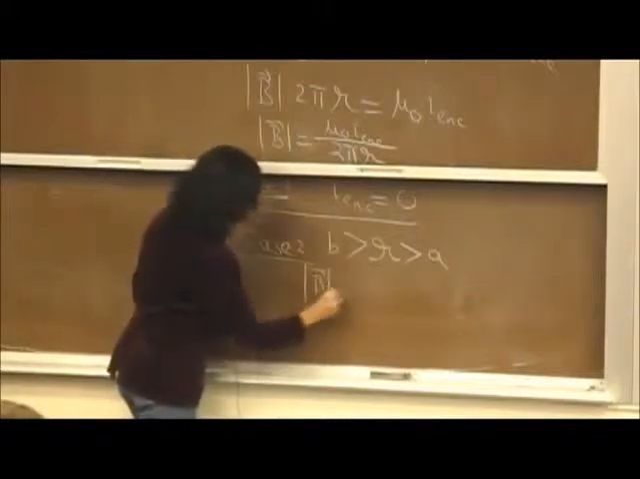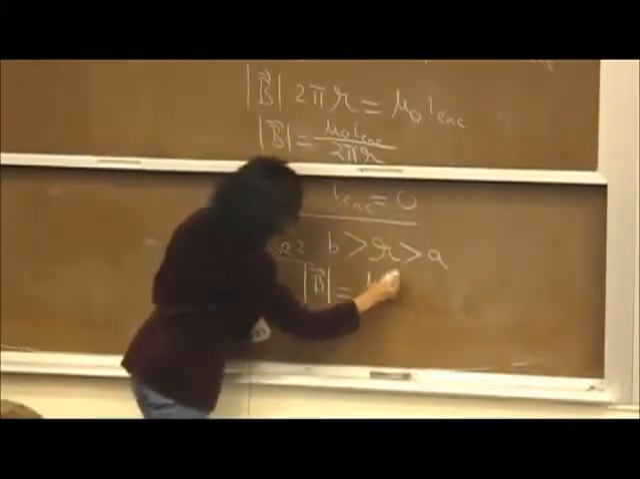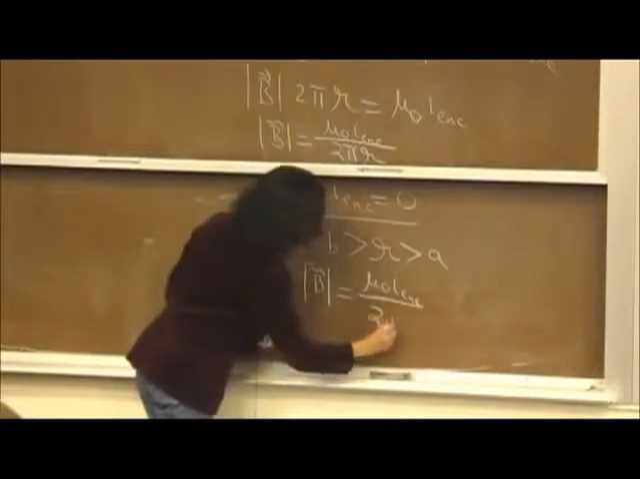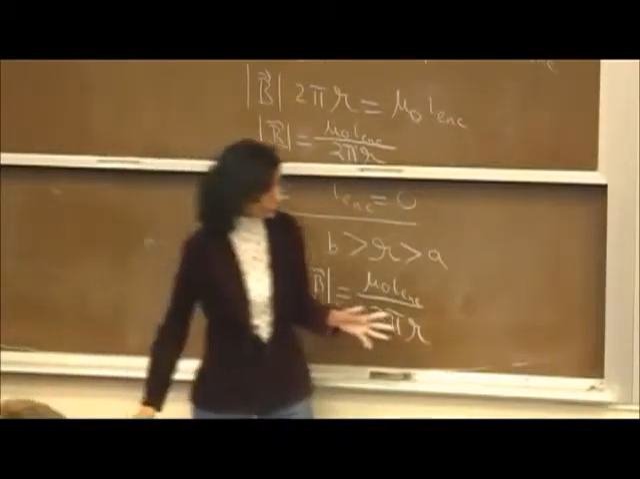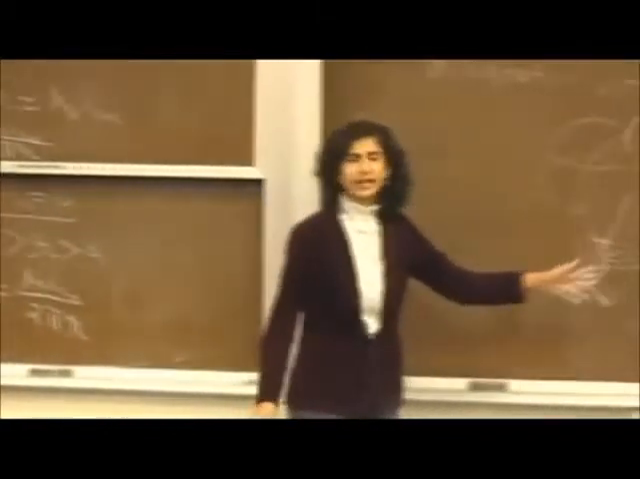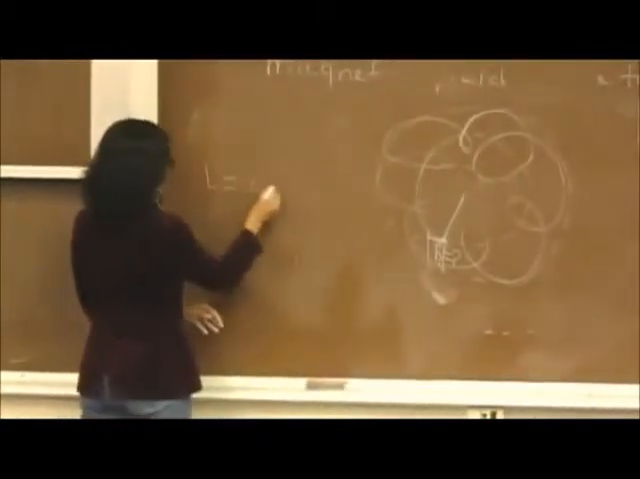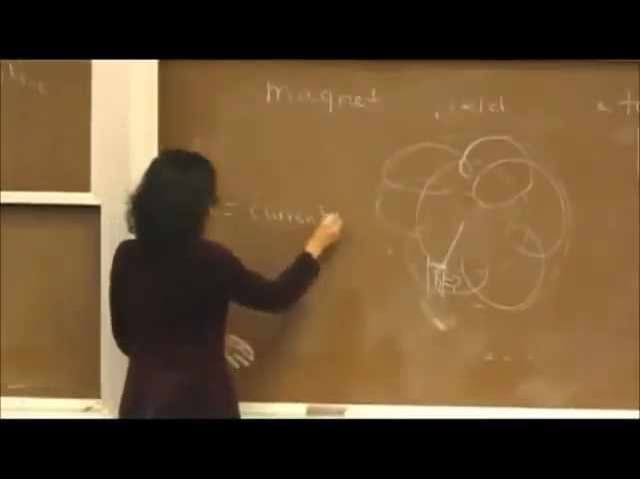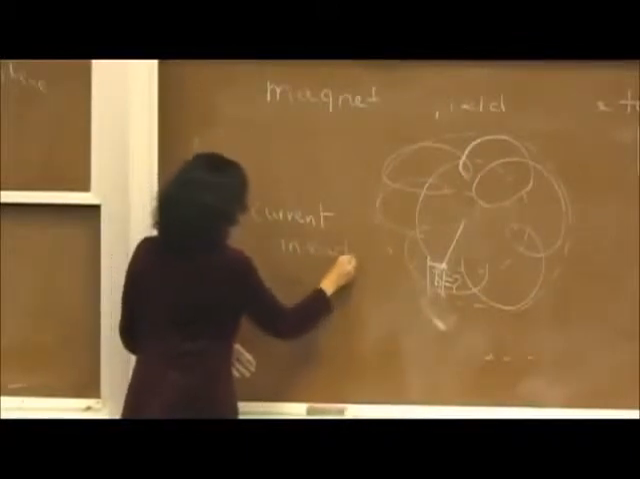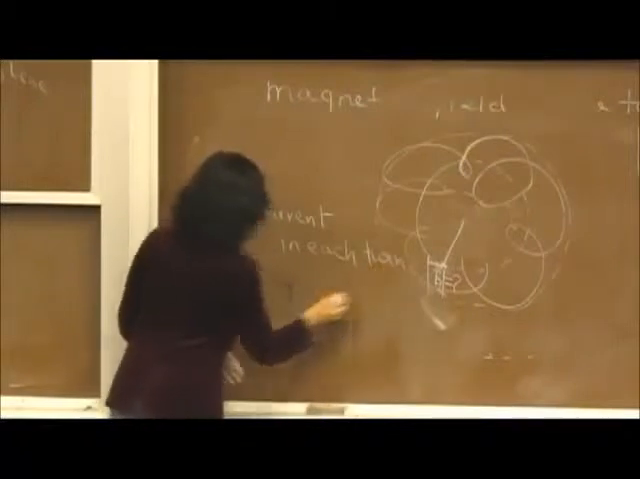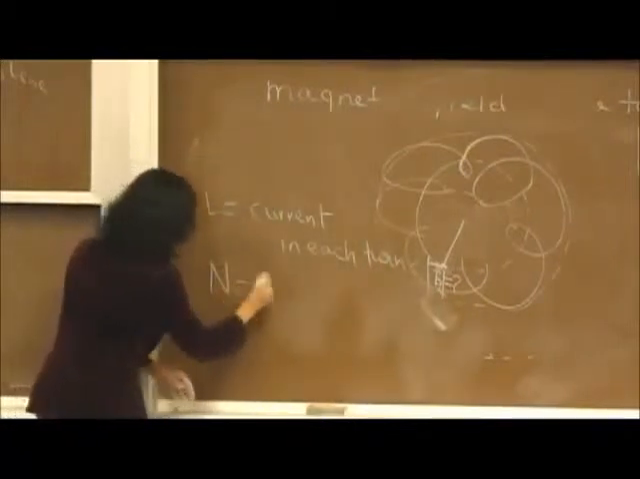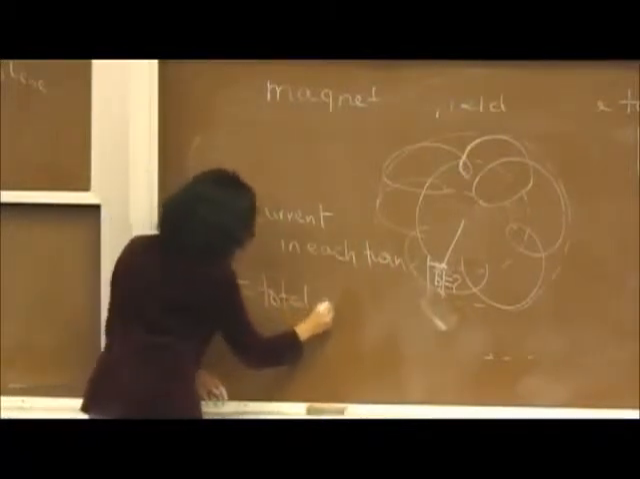B turns out to be equal to mu 0 times I enclosed divided by 2 pi r. Now the question is, in this particular case, let's say that I is again the current in each turn of the toroid, and let's say n is the total number of turns.